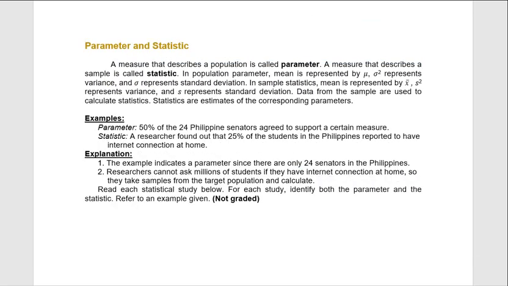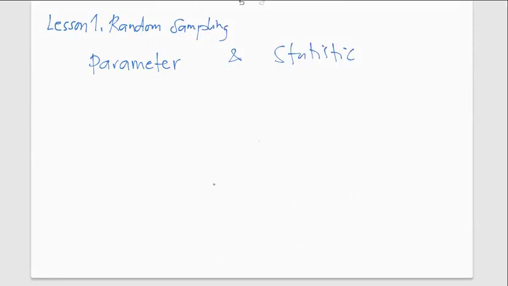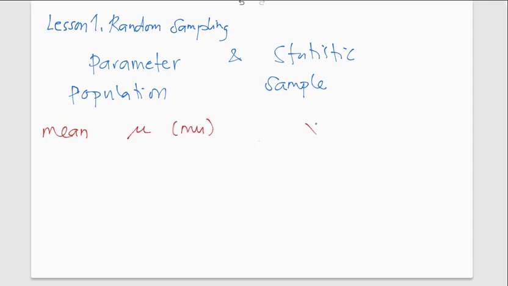Okay? So just to give you the formal definition, a measure that describes a population is called parameter. A measure that describes a sample is called statistic. Okay, so in parameter, we are talking about the population. And when we are talking about sample, then the measure we are talking about is also statistic. Okay? So the main difference is that in parameter or population, if you are talking about the mean, then we represent them by mu. And in statistic, it will be represented by the X bar.